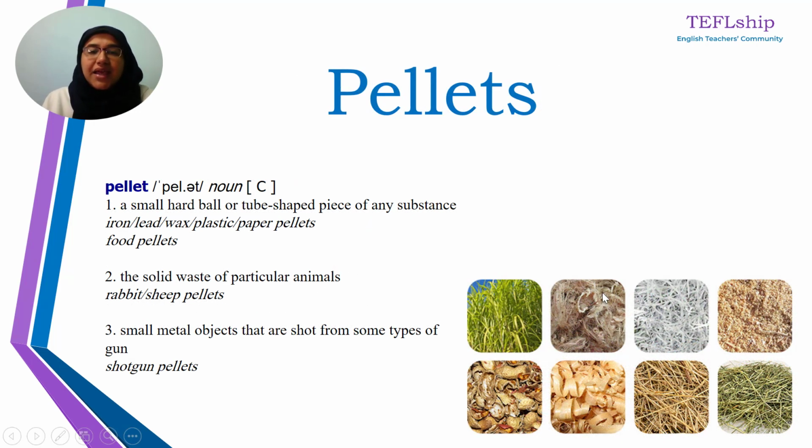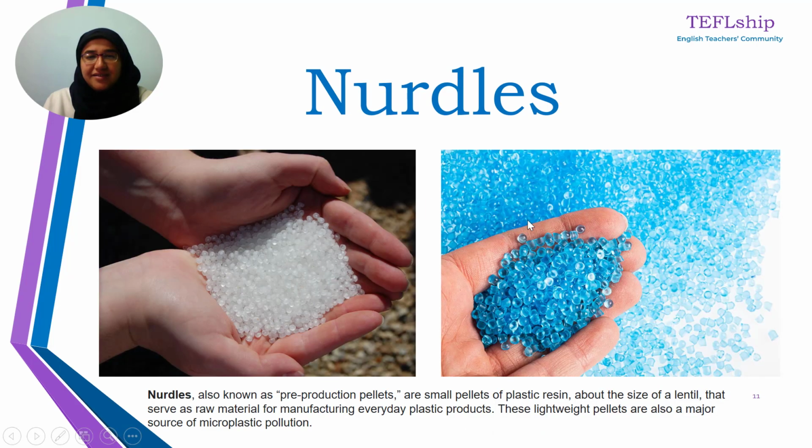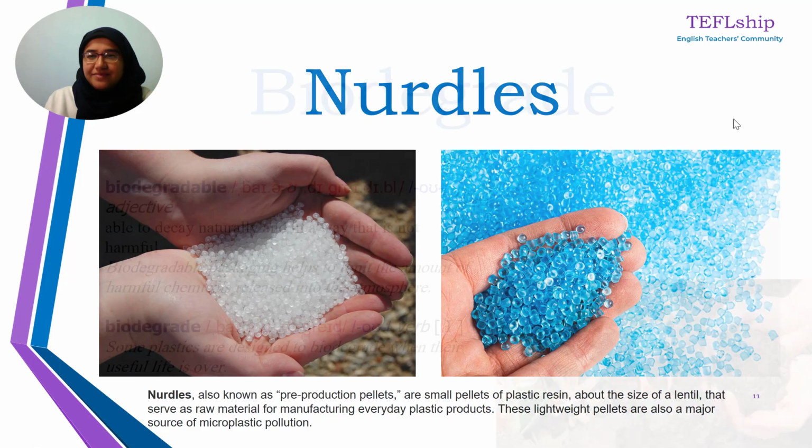Pellet, it's any small piece of material of any substance, whether made of wood, plastic, wax, iron, paper, like in these pictures here. Nurdles are the small material that is used for manufacturing the plastic products that we use. And usually they are thrown into the seas and they create a problem. When you check the reading, you will find that nurdles create a big problem when they are thrown into the sea.